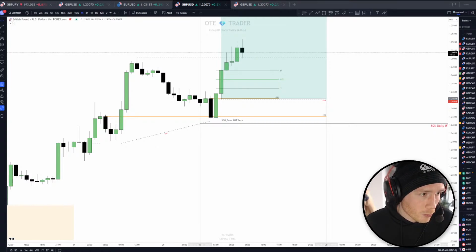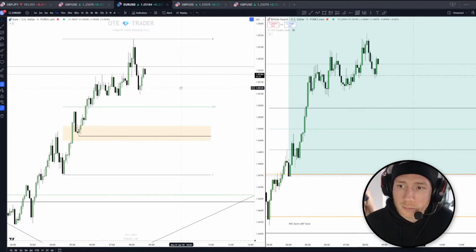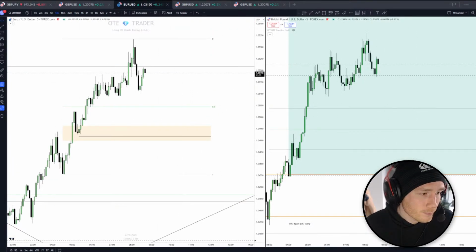Is the 2022 mentorship enough to become profitable? Yes, I would say yes. Back to the split screen. Check AUD. I will never ever check AUD, NZD or CHF.